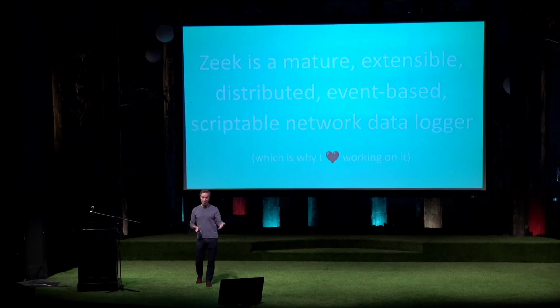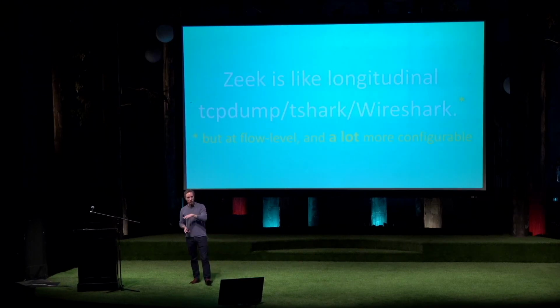So a couple more analogies. Zeek is a lot like longitudinal tcpdump or Wireshark or TShark or whichever of the packet recording tools that you're familiar with, except it's more focused on the flow level. So if you use Wireshark, then maybe you know that you usually open up a small PCAP and dig into the headers of particular protocols. Zeek is the same, but for all of the traffic and at flow level. You don't really care about packet level activity so much. You abstract to the stuff above it.